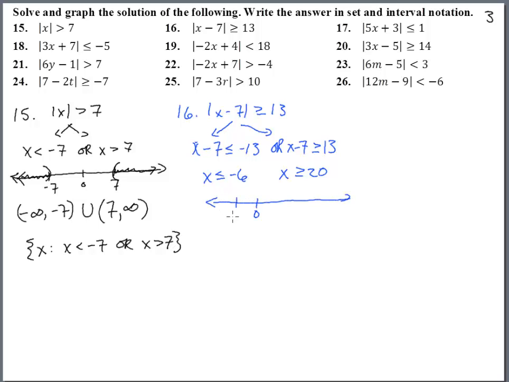So the graph, there's 0, there's -6, and there's 20. This one is from there up. That one is from there down. So we get -infinity to -6, union 20 all the way up to infinity, not including infinity, of course. And set notation looks something like this. x is less than or equal to -6, or x is greater than or equal to 20.